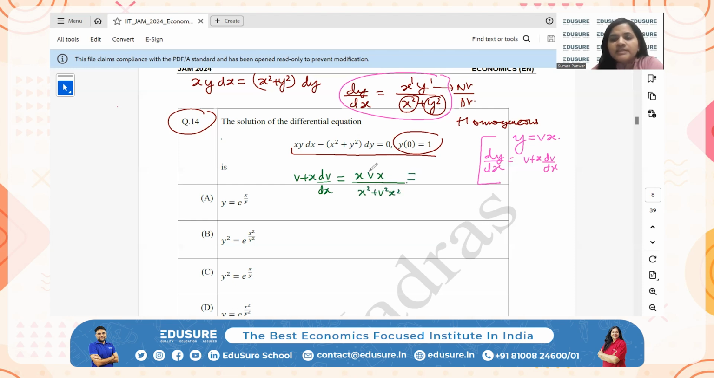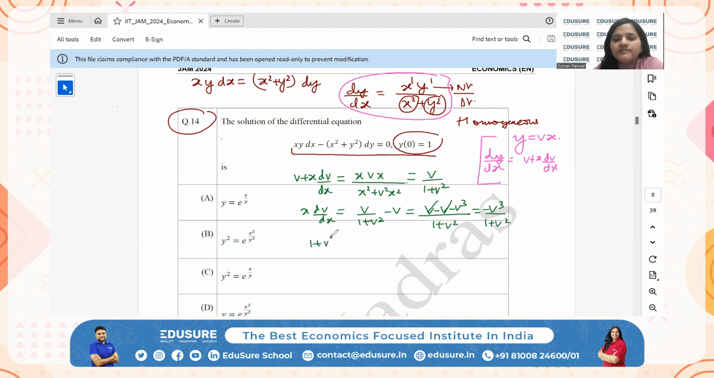So x square is cancelled from the numerator and denominator. We are left with v plus x dv by dx equals v upon 1 plus v square. So x dv by dx will then become equal to v upon 1 plus v square minus v, which when we solve will lead to this. So we have this. Now we will separate the variables.